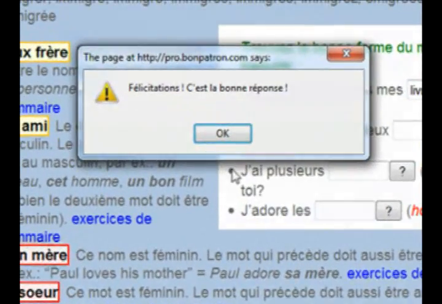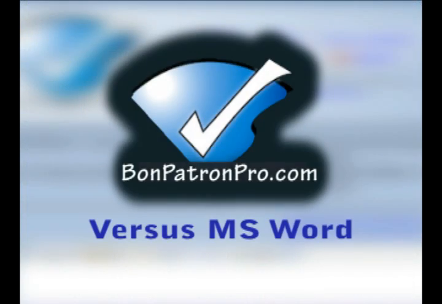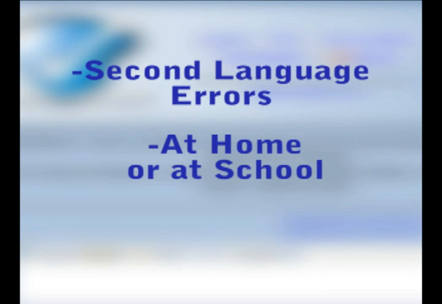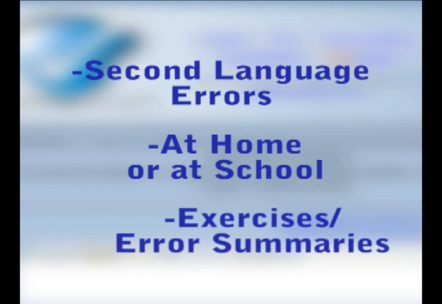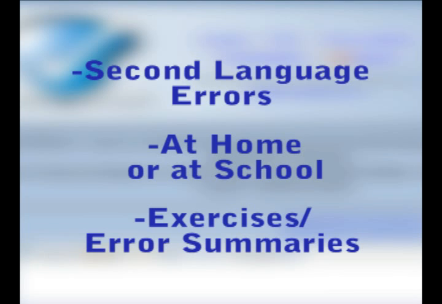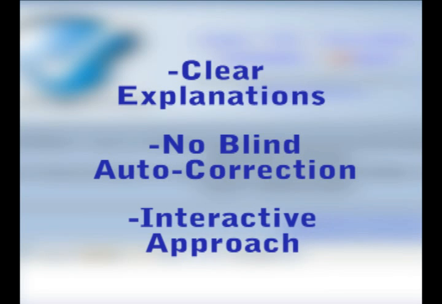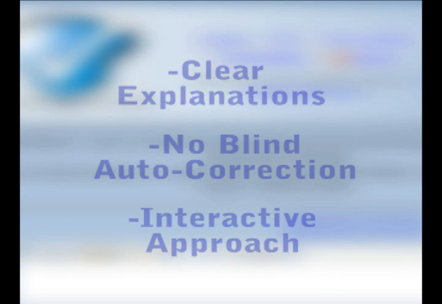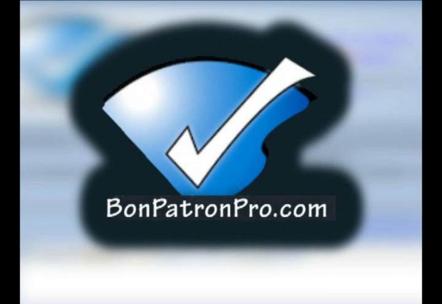Now some ask, how is BonPatronPro different from MS Word's Grammar Checker? BonPatron targets errors made by second language learners of French. It's available online and can be used at home or at school. It has exercises and error summaries to encourage learning. BonPatronPro provides clear explanations that students interact with in order to learn during the editing process. And we should also note that BonPatronPro catches twice as many errors as MS Word.